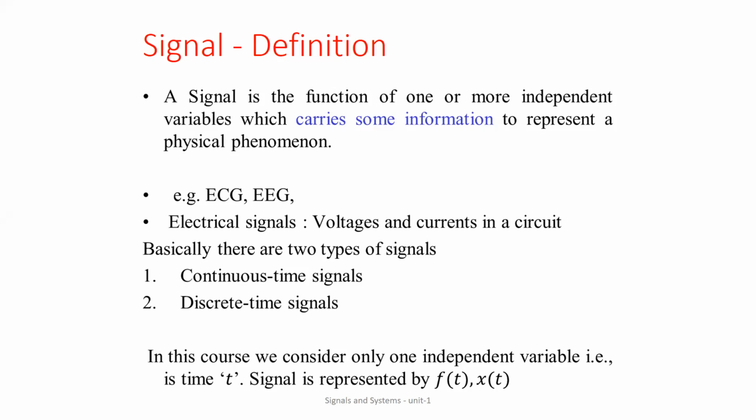Good morning, friends. In this video, we are going to define the signal and some classification of signals here. First of all, we can start the video with the definition of the signal. A signal is a function of one or more independent variables which carries some information to represent physical phenomena.